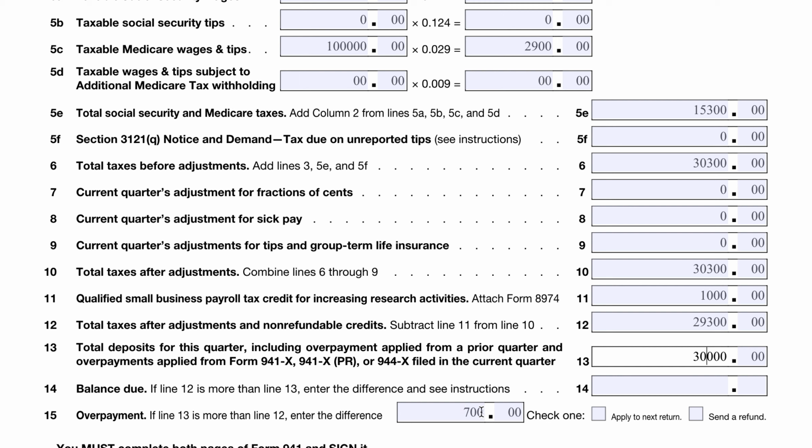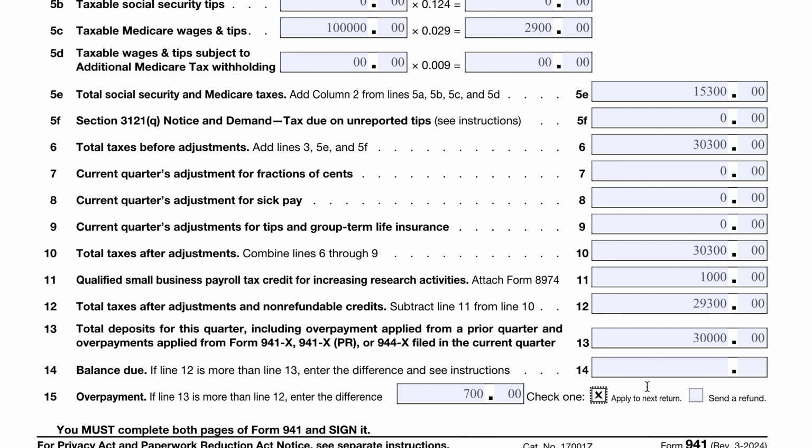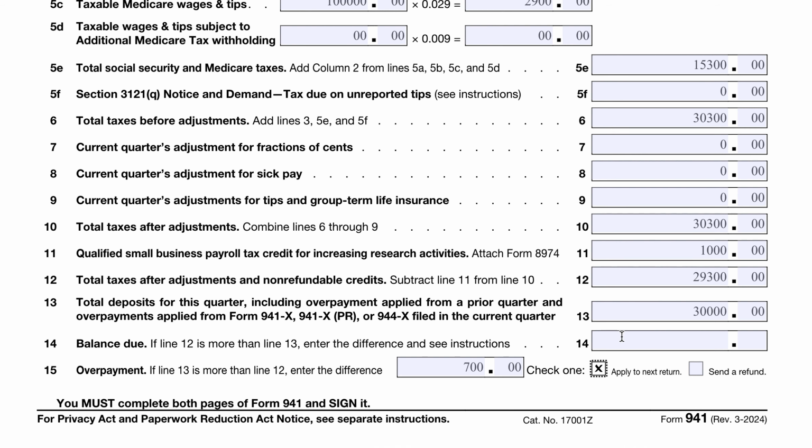Since we entered an amount in line 15, we also have to check whether or not we want this to be applied to the next return or whether we want the IRS to send us a refund. So keep in mind, check one box or the other, don't check both, and then you should always have a number in either line 14 or line 15, but never both. And you may have zeros in both if you paid your exact bill as on schedule. So just keep that in mind, but make sure that you don't have any values in both line 14 and line 15.